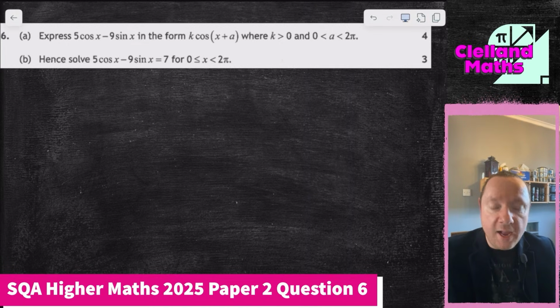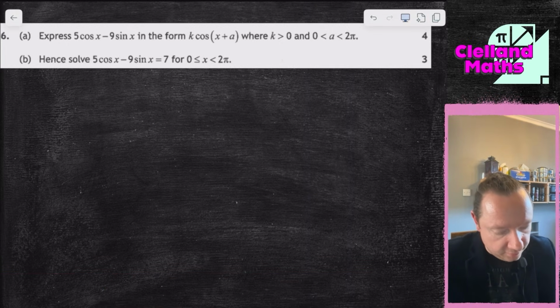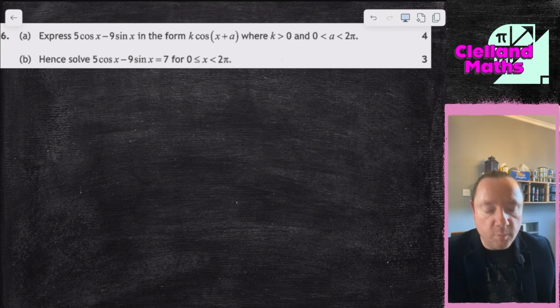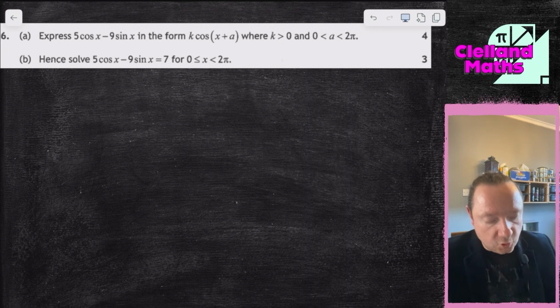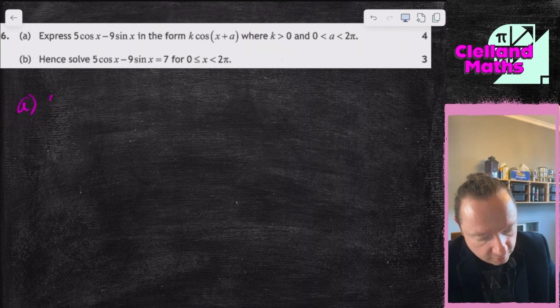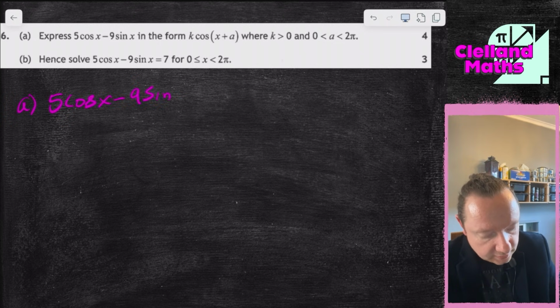SQA Higher Maths 2025, paper 2, question 6. Express 5 cos x minus 9 sine x in the form k cos(x plus a), where k is greater than 0 and a is between 0 and 2 pi. So we're working in radians because it mentions pi. And then solve 5 cos x minus 9 sin x equals 7 between 0 and 2 pi. Okay, so wave function first. 5 cos x minus 9 sin x equals k cos x cos a.